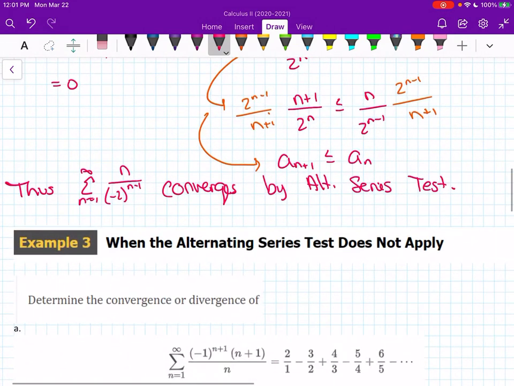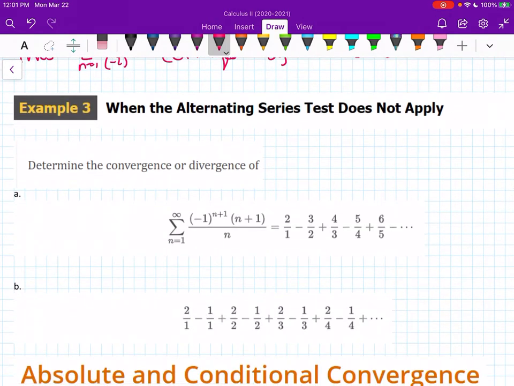Great. Next example. These are two examples when the alternating series test does not apply. In this first example, it does not apply because the limit as n goes to infinity of (n plus 1) over n equals 1, which is not equal to 0. So that does not meet the first condition.